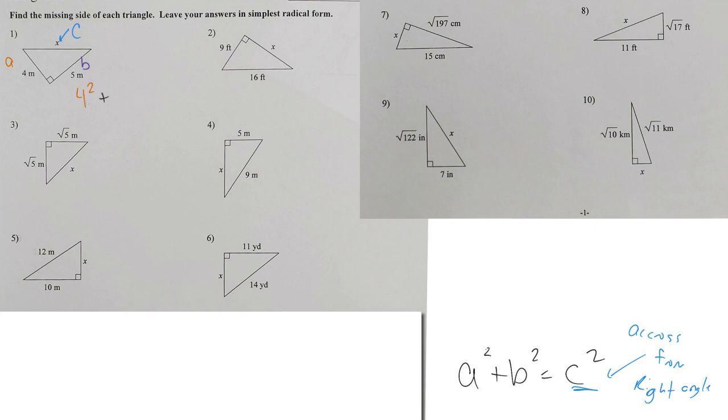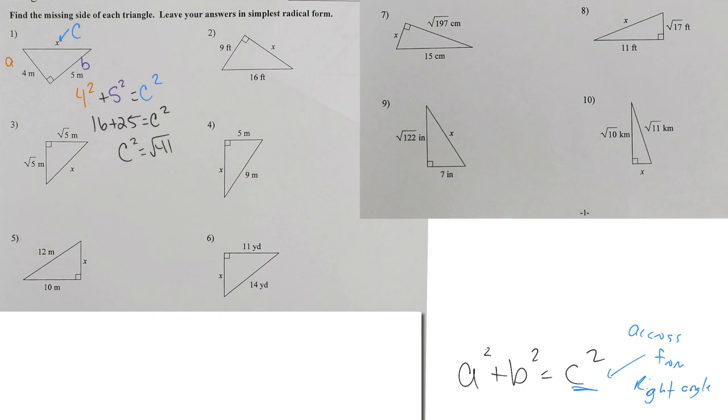So I'm going to have 4 squared plus 5 squared equals c squared. So 4 squared is 16 plus 25 equals c squared. So I do 16 plus 25, so just put that in my calculator. If you need the calculator, use that. Get 41. So c squared equals 41.